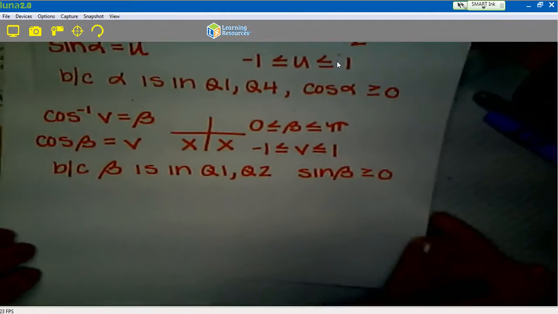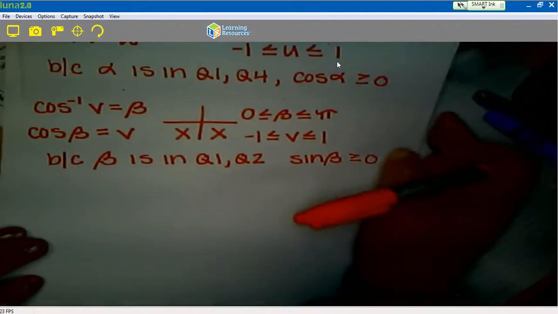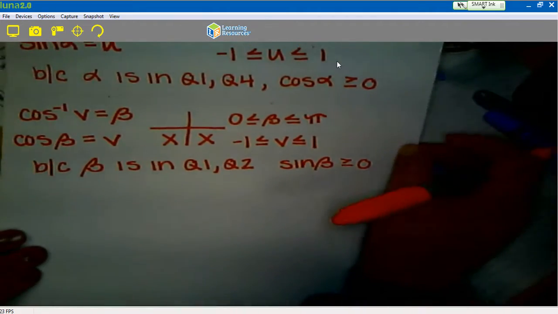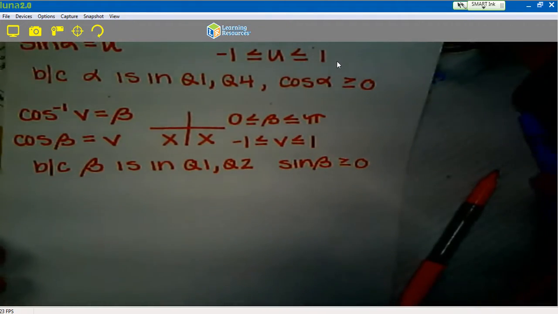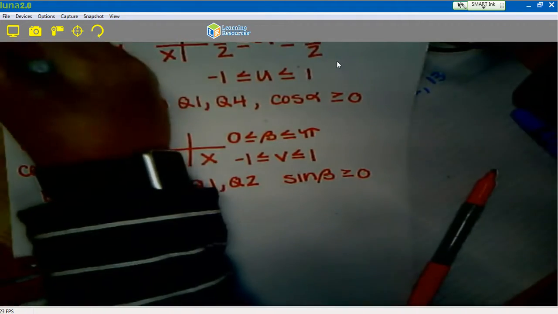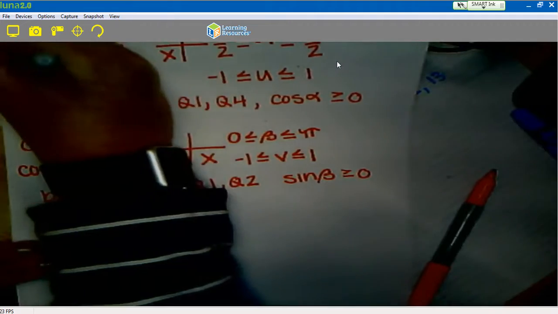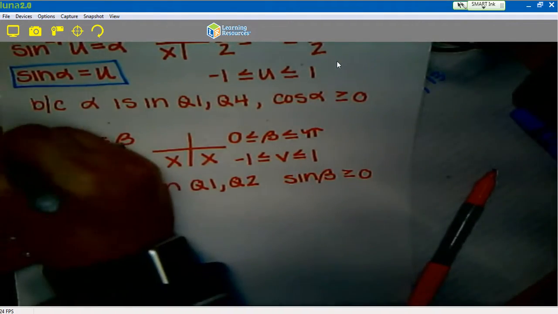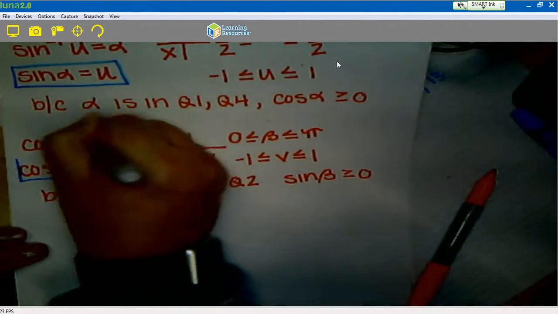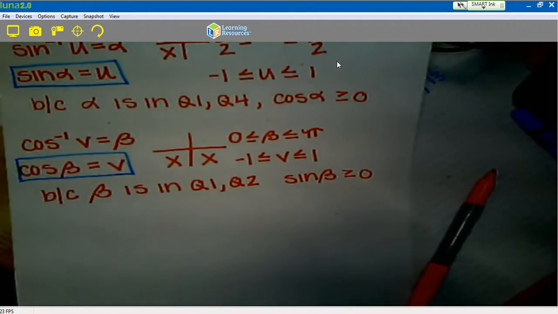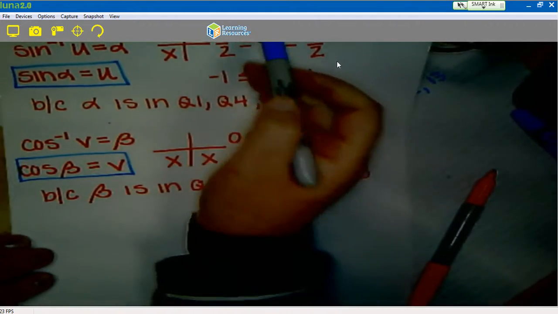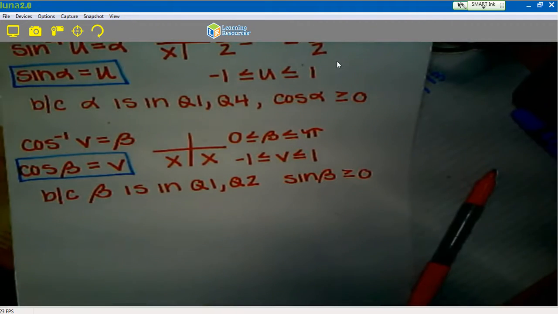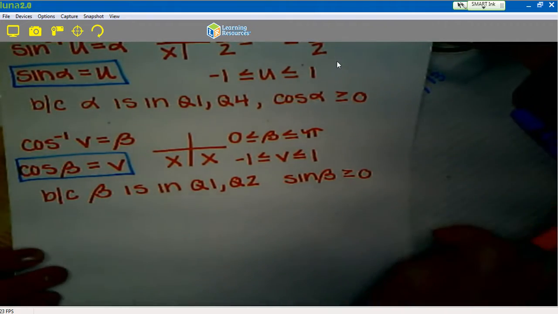So I'll give you a minute to process that. Okay, so far what we have are sine alpha, and we have cosine beta. Sine alpha, cosine beta. We're missing cosine alpha and the sine of beta. So let's talk about that cosine of alpha.